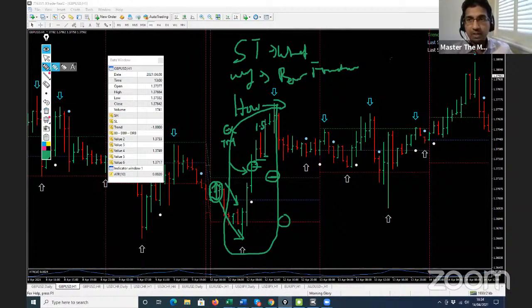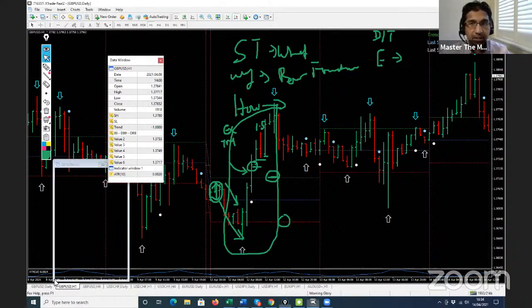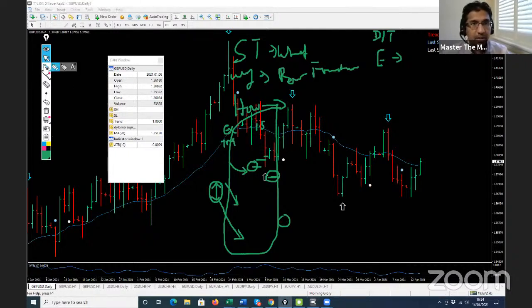Finally, what I would say is enter in direction. You must always have direction and timing, right? So direction wise, get the direction from the daily. So for example, here at the moment, it's a top to bottom. Okay, top to bottom. So I'll only be taking in a down direction only. So today I wouldn't have taken this particular trade.